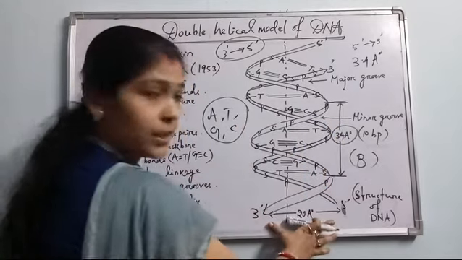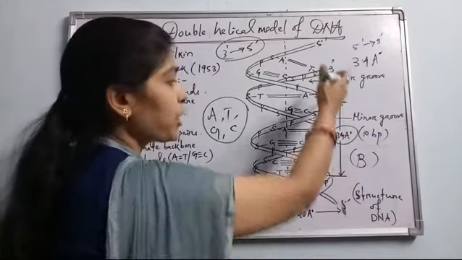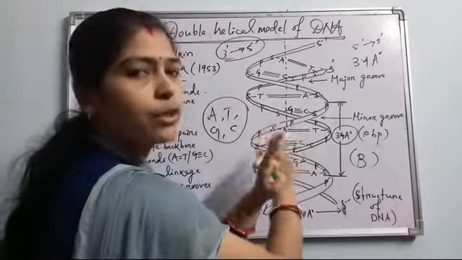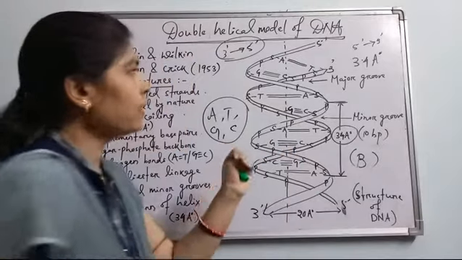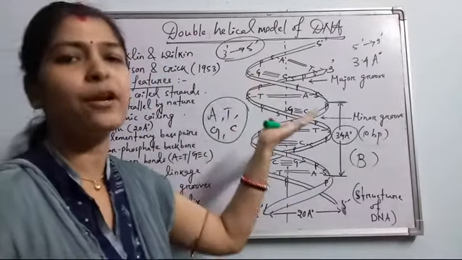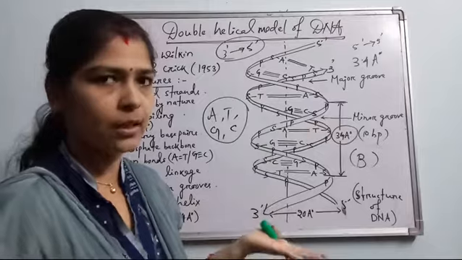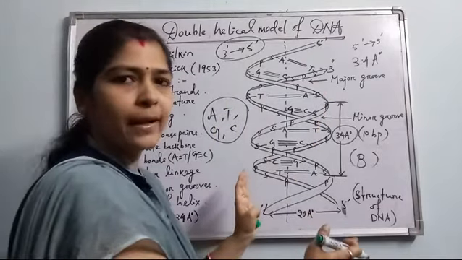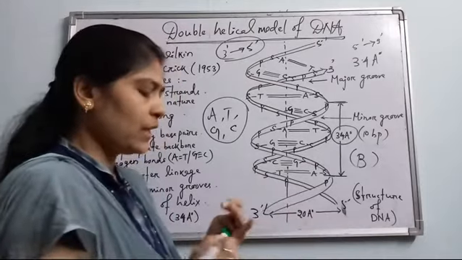The width of the structure is 20 angstrom, major and minor grooves are present alternately, and there is always complementary base pairing between the 2 strands. And there are 2 hydrogen bonds and 3 hydrogen bonds between AT and GC. All these features make the three-dimensional structure of DNA stabilized.